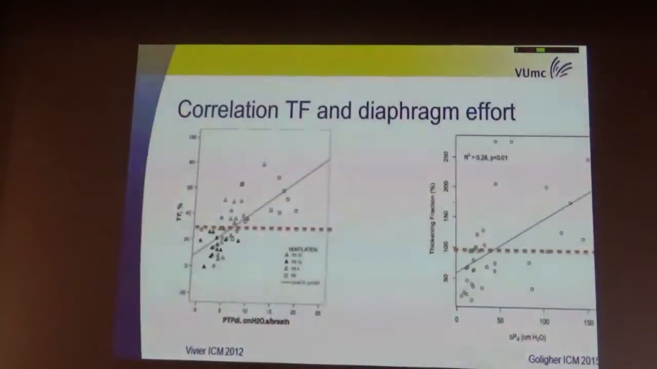But there is a warning. This is nice data by Ruben Gallagher right here. So this is the thickening fraction as assessed with the ultrasound, and this is the transdiaphragmatic pressure. And as you can see right here, if we take, for example, a thickening fraction of 100%, the pressure that's generated by the diaphragm can be anywhere between, well, say 10 centimeters of water and close to 100 centimeters of water. So it's not really quantitative at the moment, and I'm very sure that in the future it will improve, but at this time we have to be careful to say whether there is over-assist with the ultrasound.